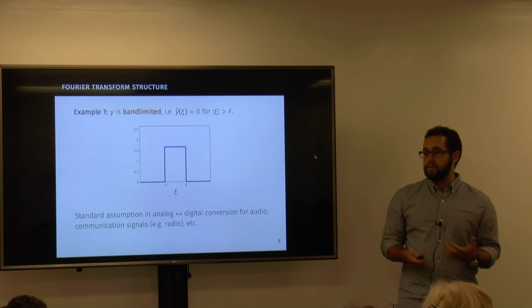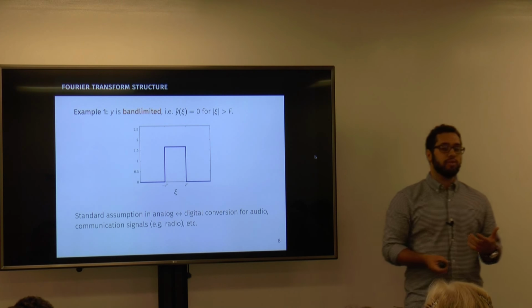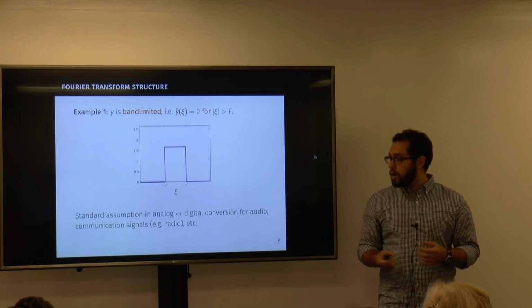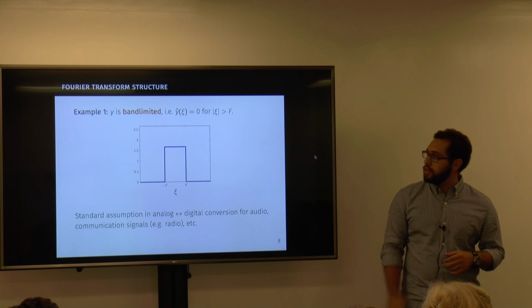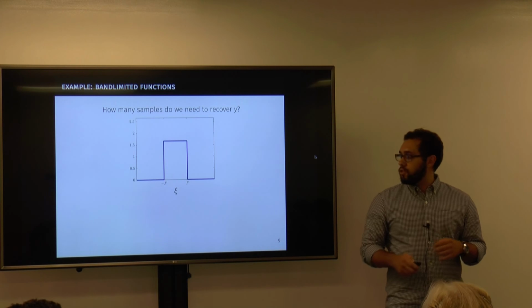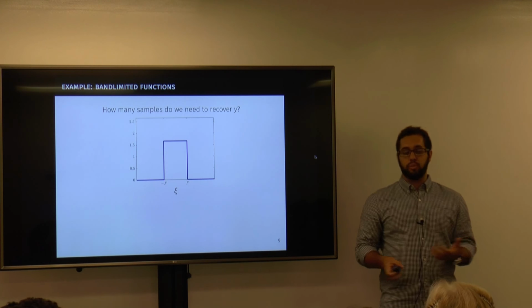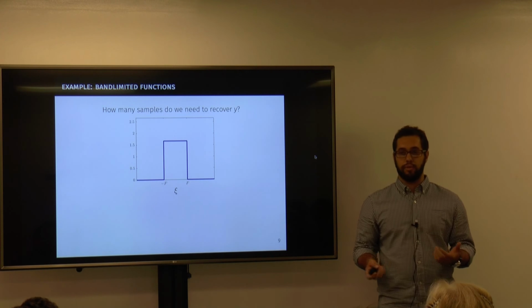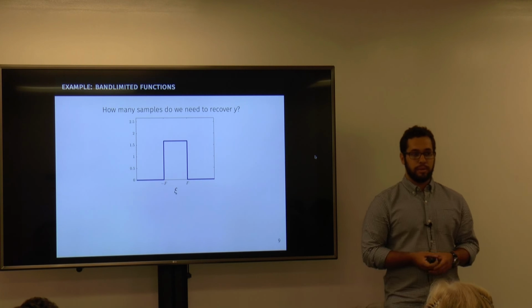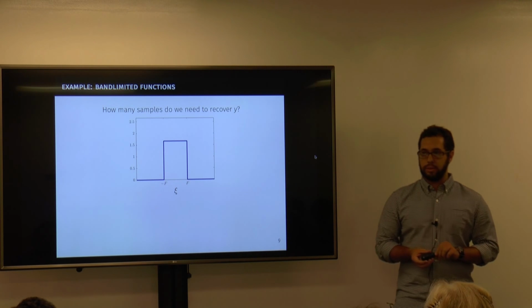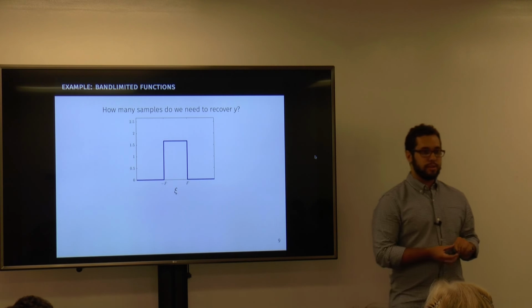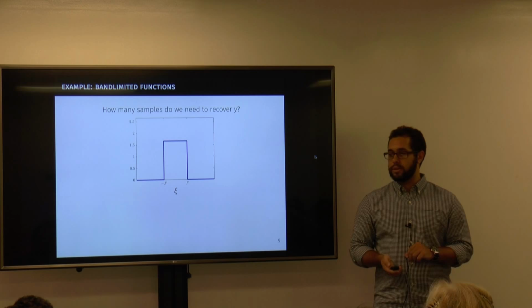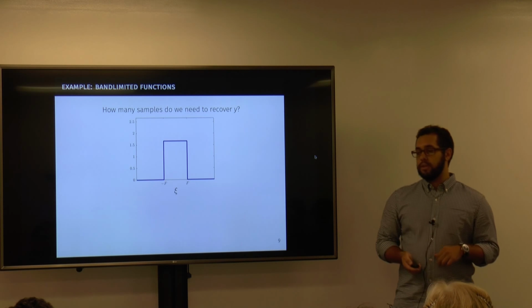This is the standard thing you assume with analog to digital conversion for audio, or in general when you're doing communication. And so how many samples under this assumption, roughly, can anyone tell me how many samples I usually require to recover the underlying signal y on 0 to t? Yeah? Should be around the size of f, like f, magnitude f.